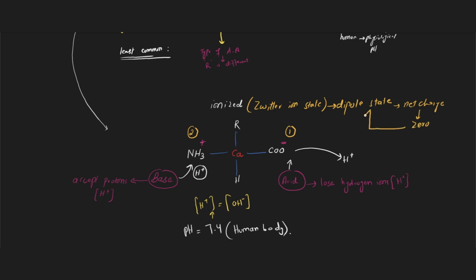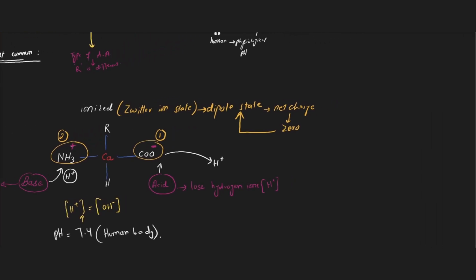Still, it would be a dipole species, or in the dipole state, because two poles have been created. One is the negative pole and the other is the positive pole. But the overall charge on the Zwitterion, or on the amino acid, would be considered as 0.